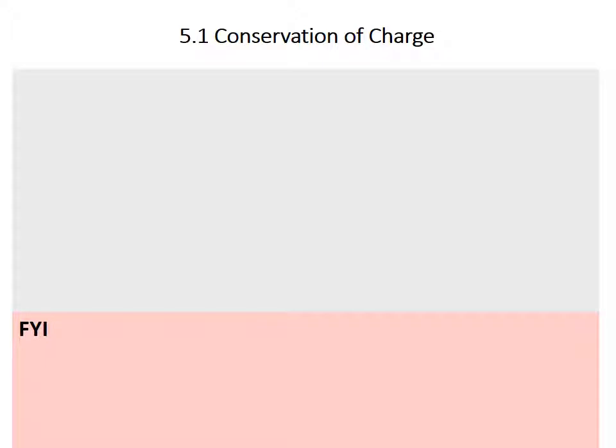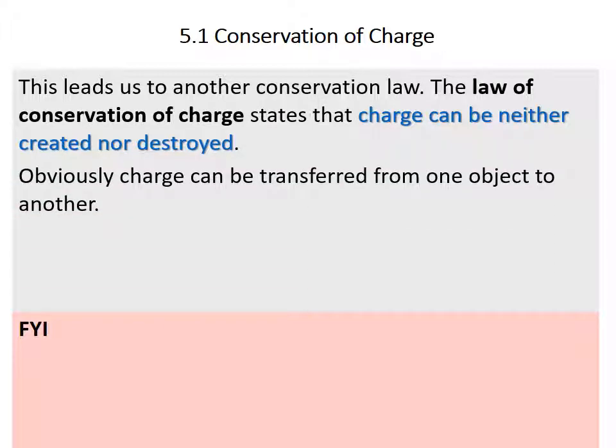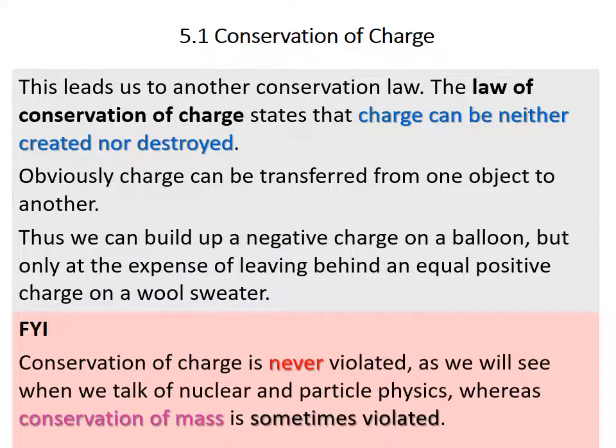Charge, just like energy, is conserved. It cannot be created or destroyed. All of these charges were created at the beginning of the universe, at the Big Bang, and so what we witness now is just a transfer, an exchange of charges. It's important to note that the conservation of charge is something that's never violated. But when we get to particle physics in topic 7, we will see where mass isn't always conserved.